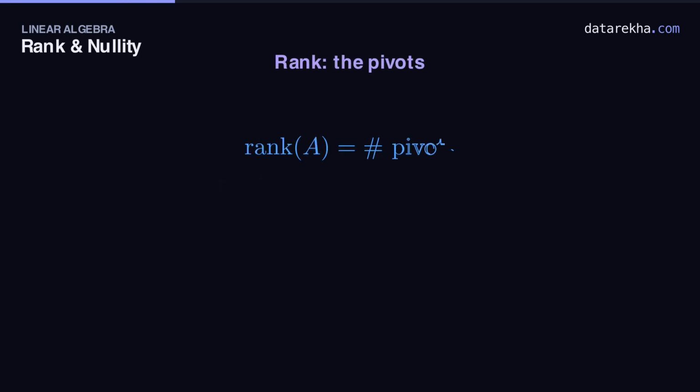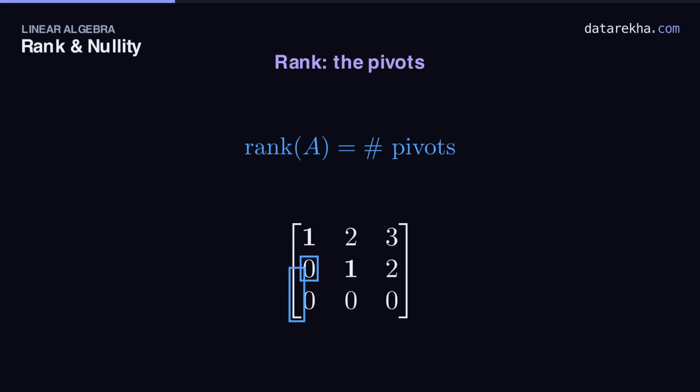Start with rank. The cleanest way to find it: row-reduce the matrix to echelon form and count the pivots, the leading non-zero entry in each non-empty row. That count is the rank. Here's a matrix already in echelon form. Two rows lead with a pivot. The third row is all zeros and leads with nothing. So two pivots, the rank is 2.